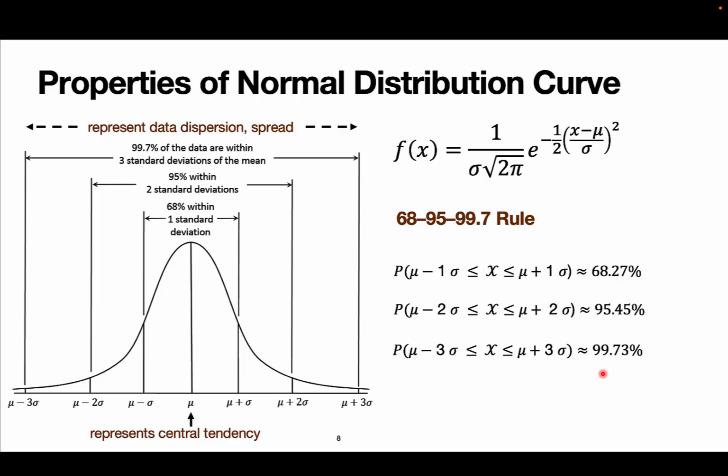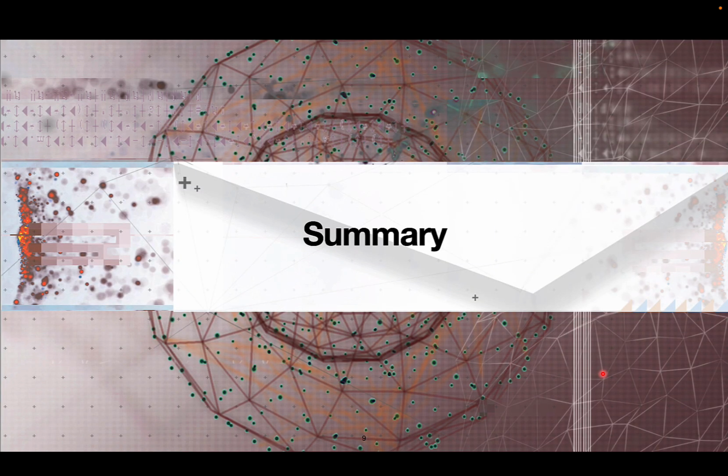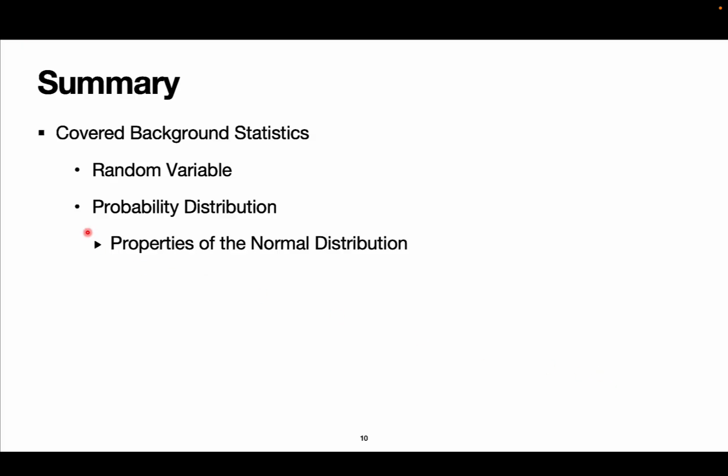This is what we want to cover about the normal distribution at this point. In summary, we covered random variables, probability distributions, and properties of the normal distribution.